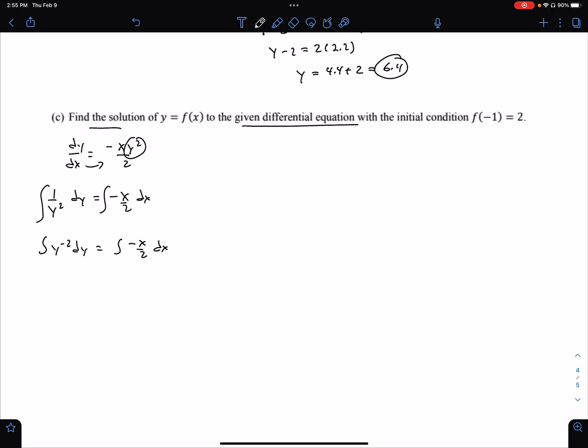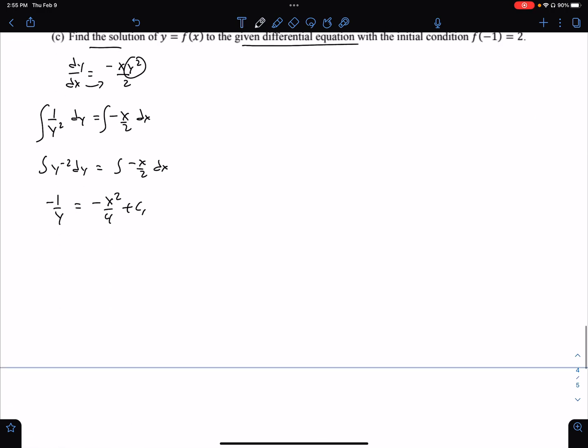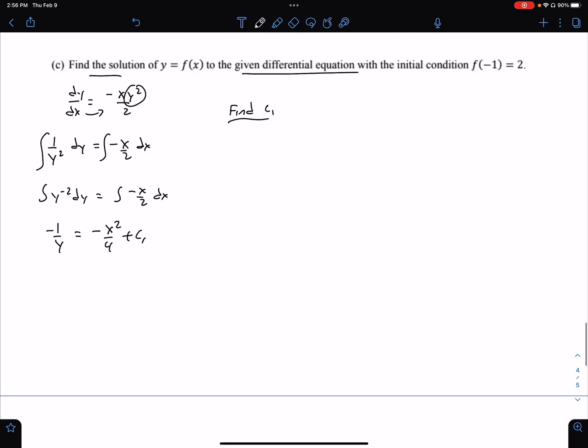Now, you can verify this. This is just going to become -1 over y equals negative x squared over 4 plus C1. Now, this isn't my natural log problem right up here. This is not natural log because we got 1 over y, so I don't have to exponentiate. So this is a special time when I can go ahead and find C1 right now. It makes it a little bit easier for us. I can find C1 right away. To find C1, I'm going to use the condition that they gave me, (-1, 2).